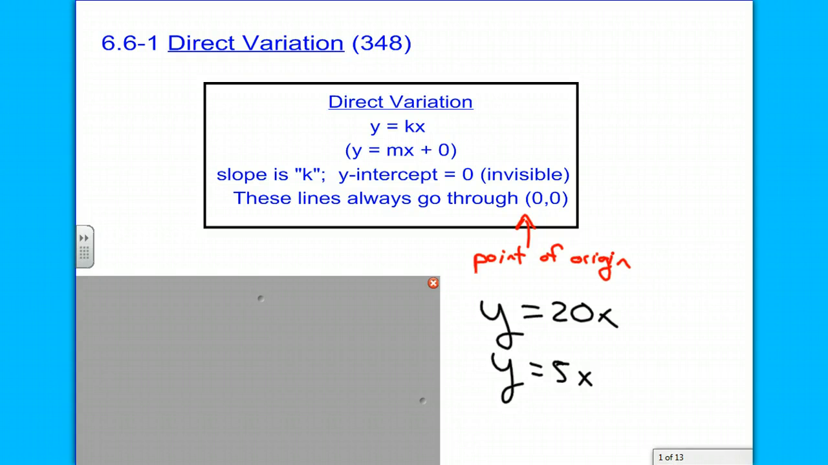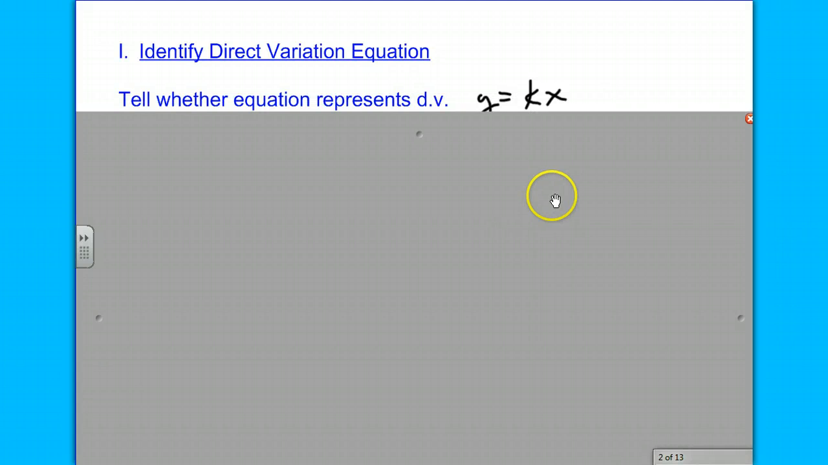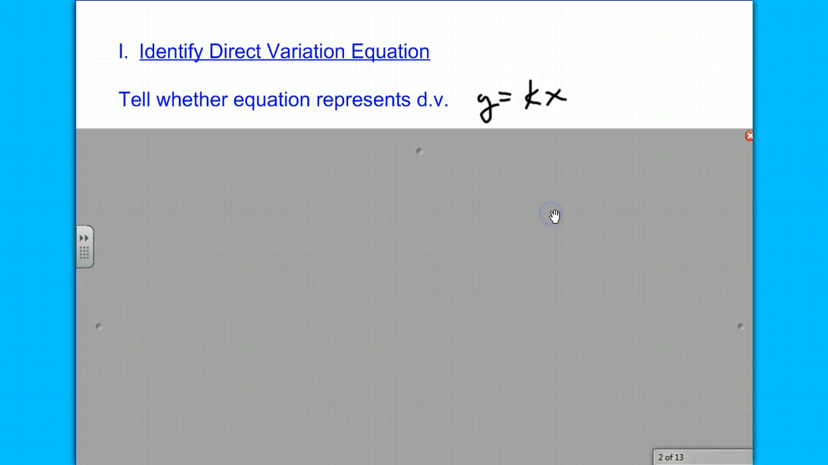We can look at the graph and see that it goes through 0 as a y-intercept. And all we have to do is find the slope, and we can write the equation. Right? We can also look at this in a table and see if we can find it. So that's what we're going to do. We're going to identify direct variation. So let's tell whether the equation that we're looking at represents direct variation. And direct variation takes this form, y equals kx. There's only one constant, one number that doesn't change, and that's the slope, k.